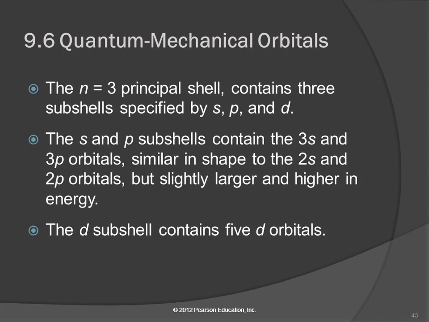Maybe I should write that on there. So the principal shell is the floor. There's different floors in the hotel. The subshells are the rooms. On the third floor, there's 3 rooms. And the actual orbitals are the beds.